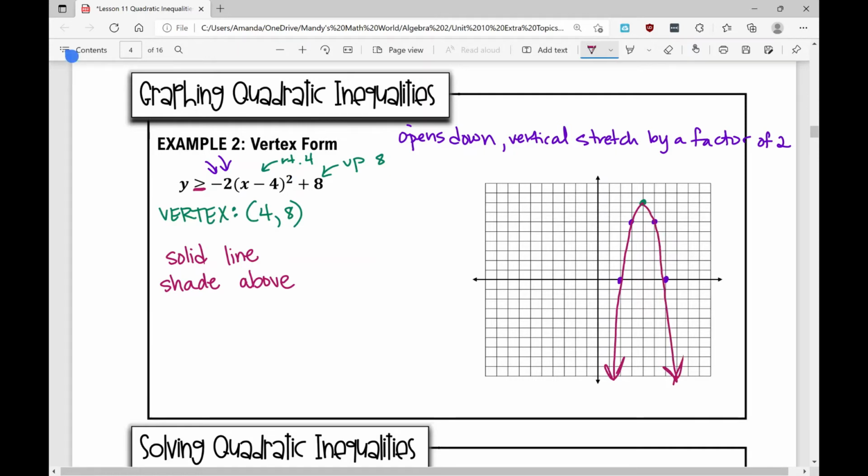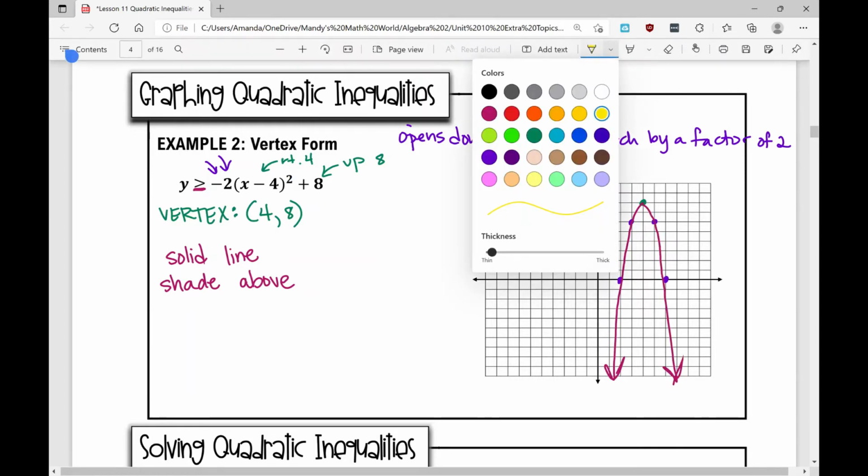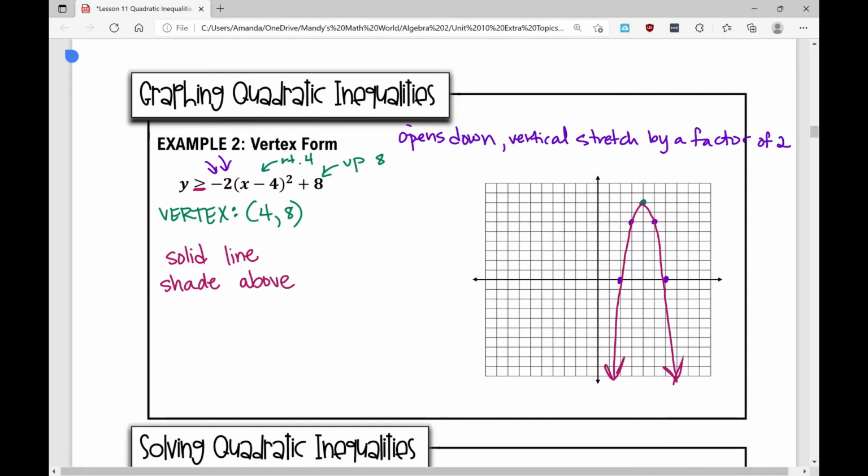And that greater than tells me that I'm going to shade above. So what does shading above look like when I have an upside down parabola? Remember, you can put your pencil on that line and go up. Boom. So it's everywhere outside, if you want to look at it like this. All of this is the solution set for this quadratic inequality. And that's how you would graph that quadratic inequality.